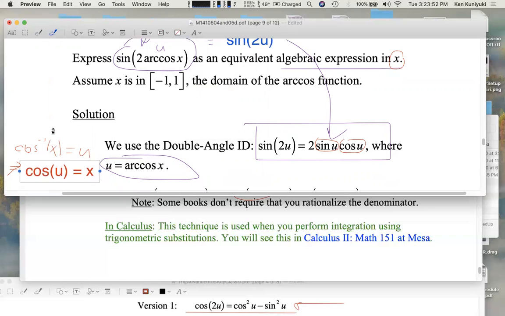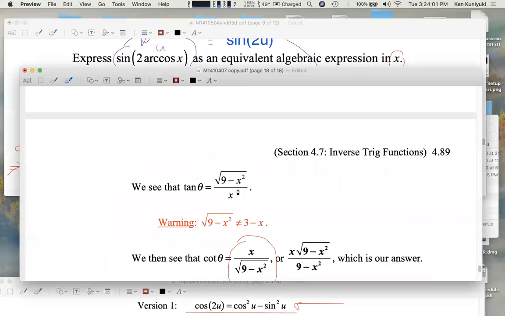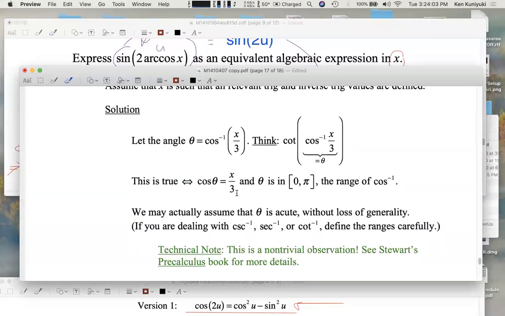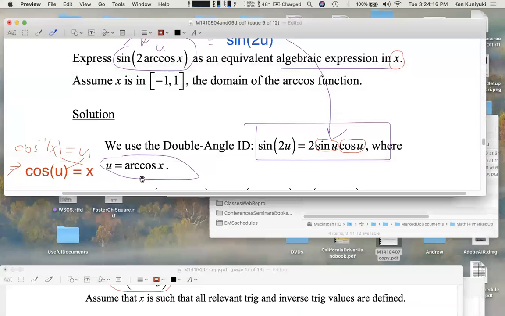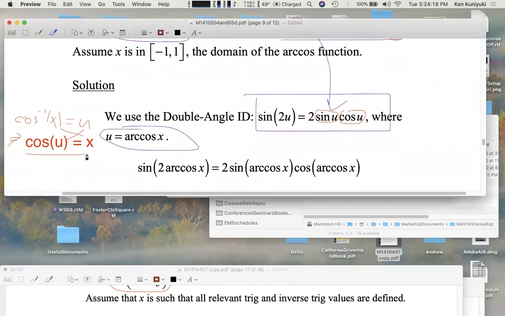Remember, when we go from a statement to its inverse version, we're switching the inputs and the outputs. It's similar to what we did in section 4.7. If theta is inverse cosine of x over 3, then cosine of theta is x over 3. It was very similar to that. So cosine of u is x. Hey, wait a minute. Cosine of u is x. I know exactly what this guy is. This guy is just x.